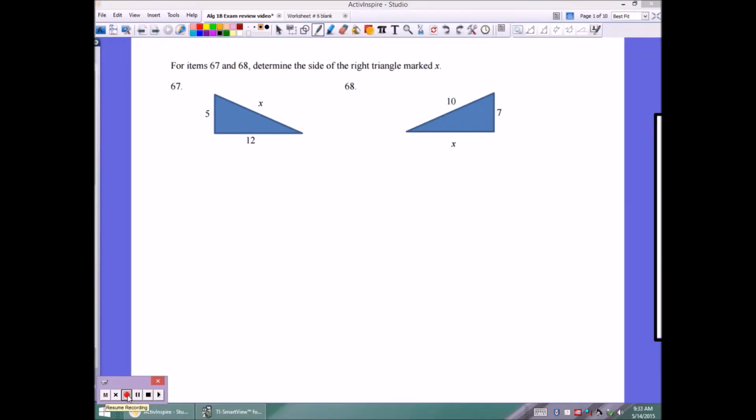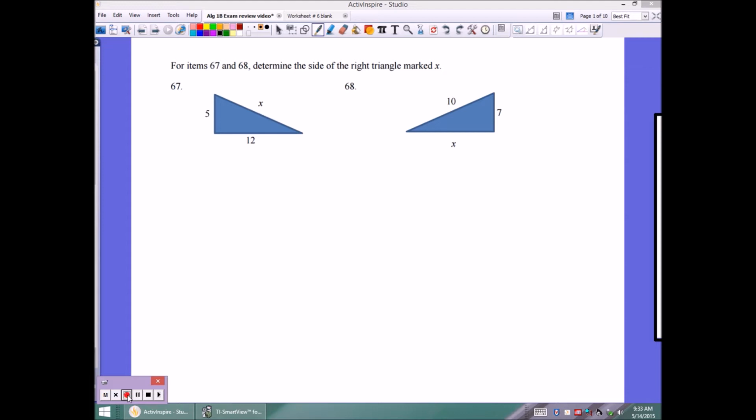Welcome, Walter Johnson students. This video will be covering pages 26 to 31 of the Algebra 1B semester exam review packet. So we're going to start with this. It says, for items 67 and 68, determine the side of the right triangle marked X.